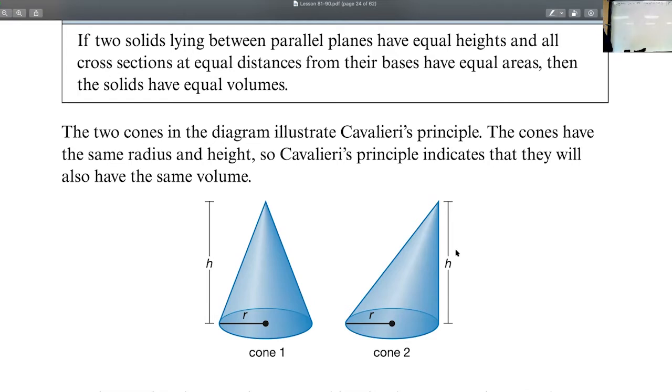Okay, so that's it. So basically the volume of that cone is the same. It doesn't matter if it's a right cone, if it's going straight up, or it's slanted or whatever. I mean, you could technically do a cone like this.